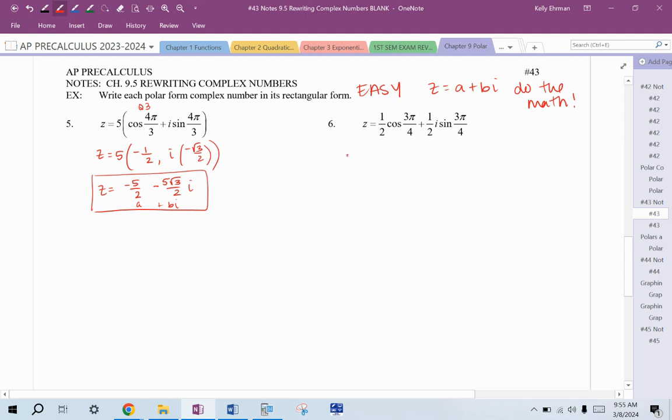Same thing here. Let's see. z is equal to, so here the 1/2 has been distributed through. So we have 1/2 times the cosine of 3 pi over 4, which is negative radical 2 over 2, plus 1/2 times the sine of 3 pi over 4, positive radical 2 over 2, and then I'm going to put the i out here. So z is equal to negative radical 2 over 4 plus radical 2 over 4 times i.